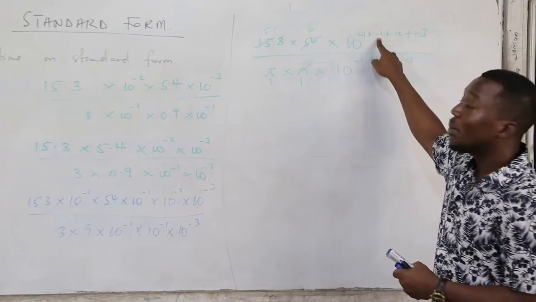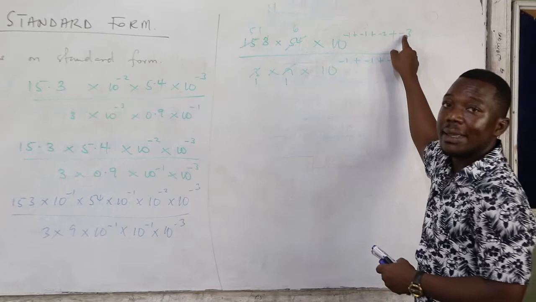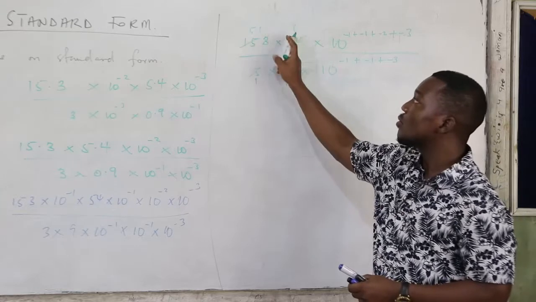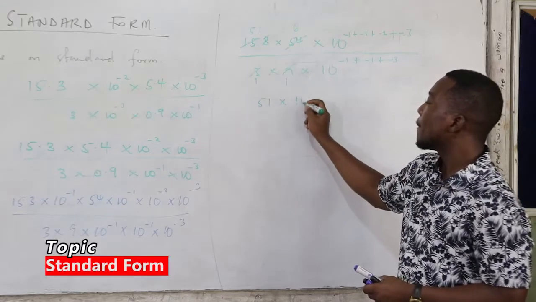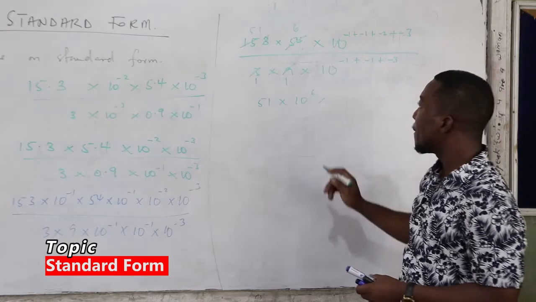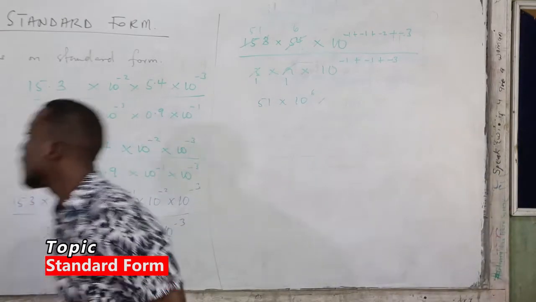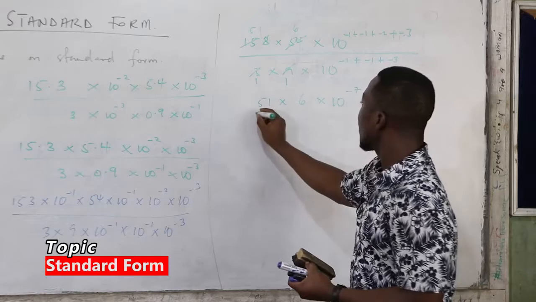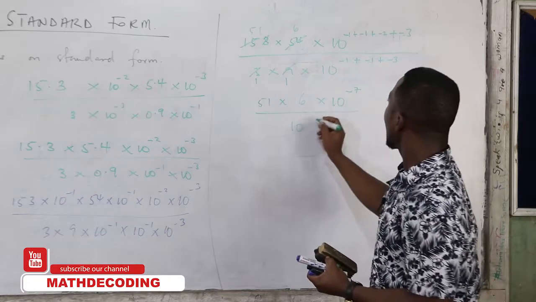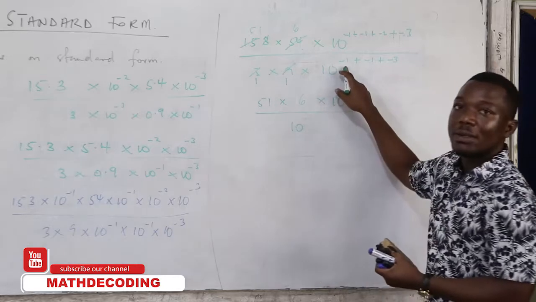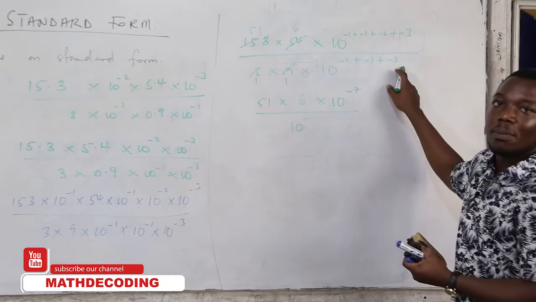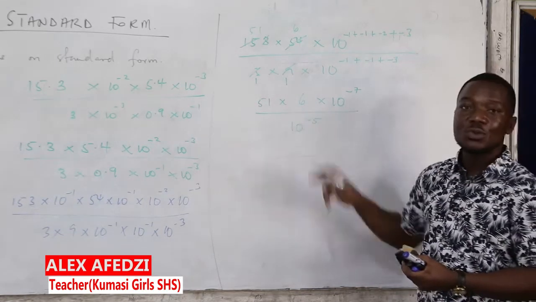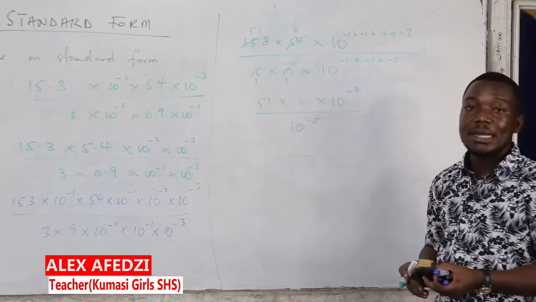-1, -1, -2, and then -3. So together we have -7. So here we multiply these two. All right, so we have -1 plus -1, we have -2 plus -3, we have -5. So the -5 is here. Now, after multiplying these two, we are good to go. We are going to work on this part using indices.